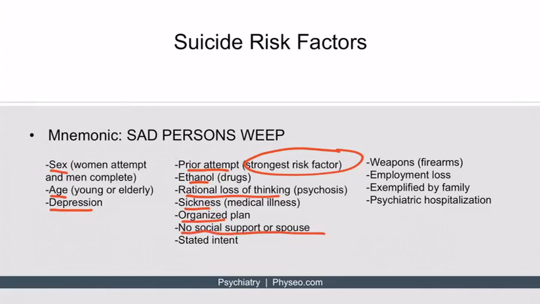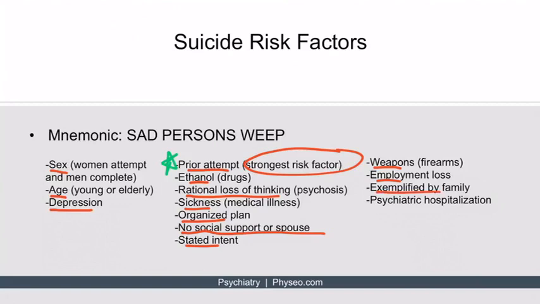The second S stands for stated intent. This refers to outwardly expressing one's intention to attempt suicide. Stated intent does not necessarily include forming a plan to complete suicide, but rather is making one's intentions known to others. W stands for weapons, specifically firearms, and this is the most common method of suicide in the US. But again, a prior attempt is the strongest risk factor, so don't get tripped up on these two. The first E stands for employment loss. People who are unemployed may feel hopelessness or useless to society. The second E stands for exemplified by family members. This is getting at the idea that if a family member has completed suicide, then it puts the patient at risk for doing so as well.